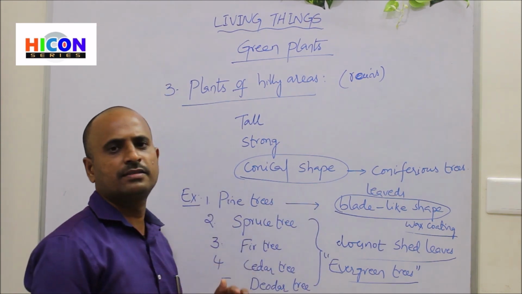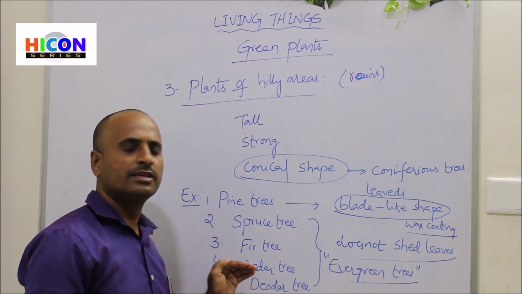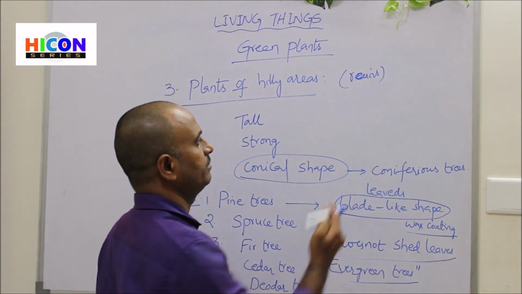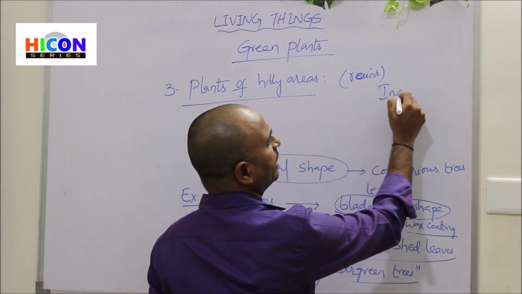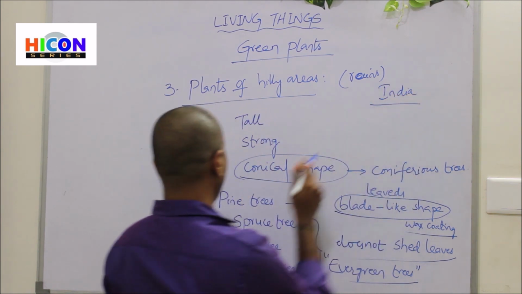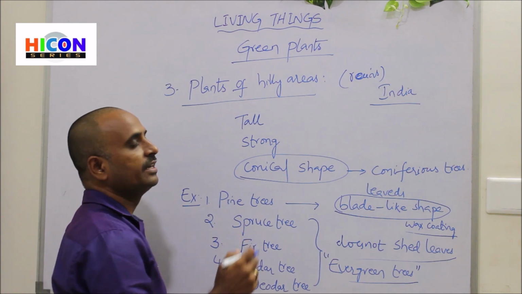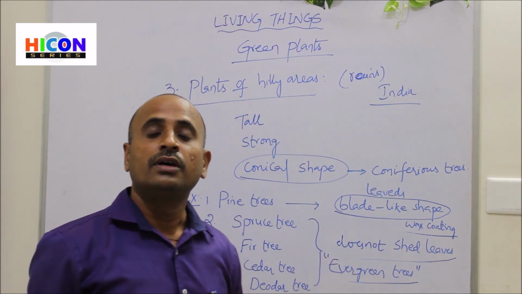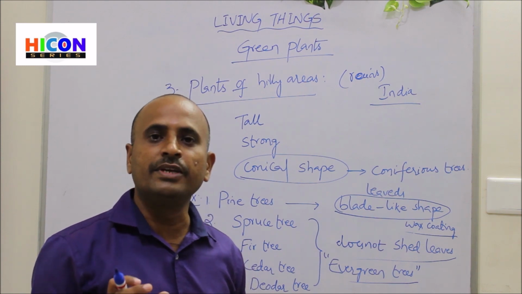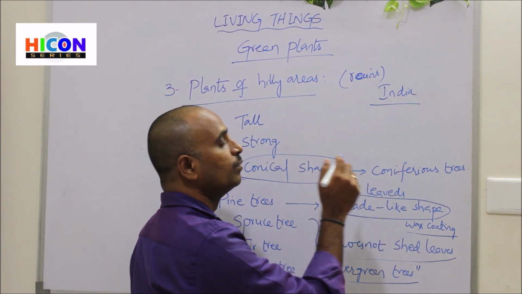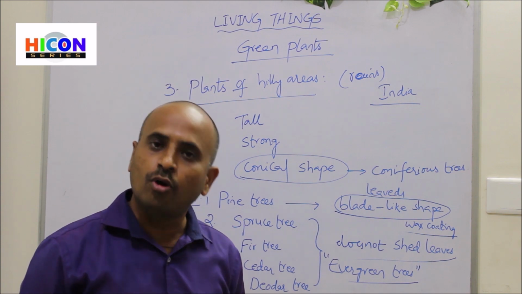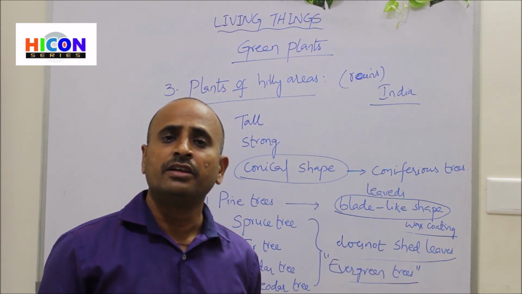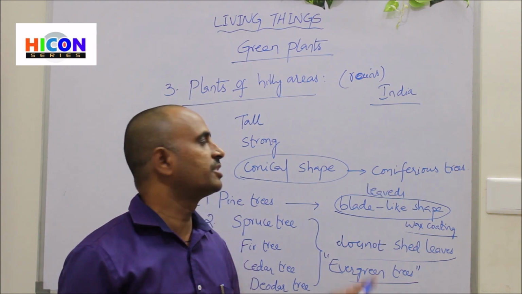Generally these plants are observed in hill areas, especially in our India. In our India we will observe these plants in hill stations. In our India, the most visited tourist hill stations are Mussoorie, Kodaikanal, Nainital, Simla, etc. These are the hill stations in our India.